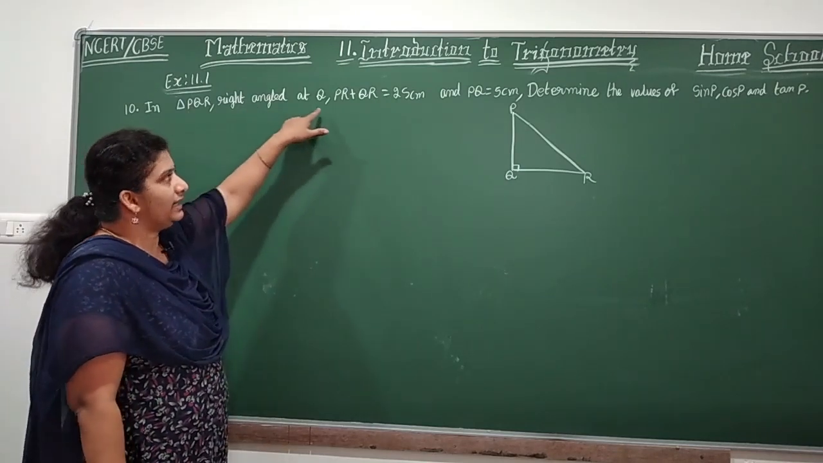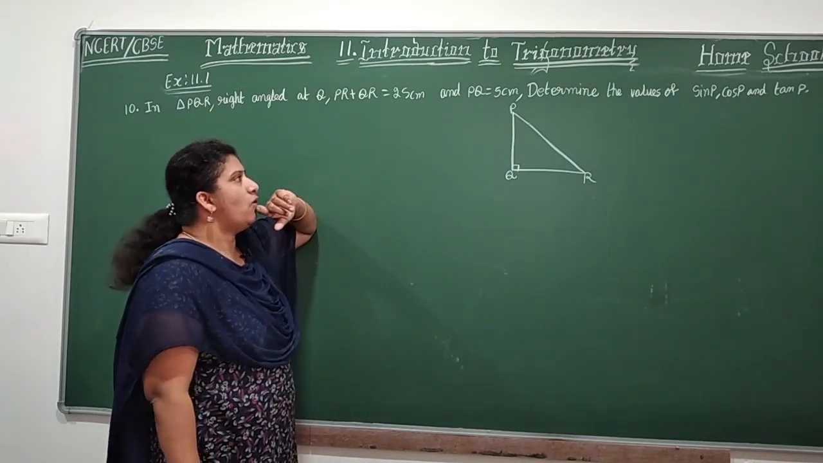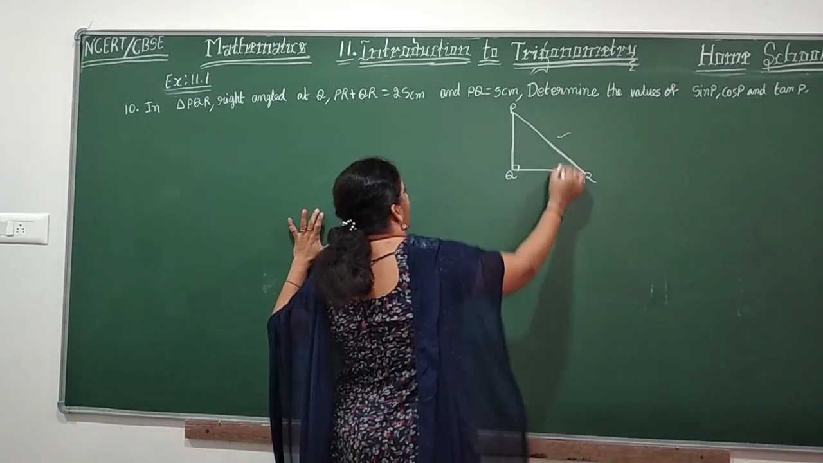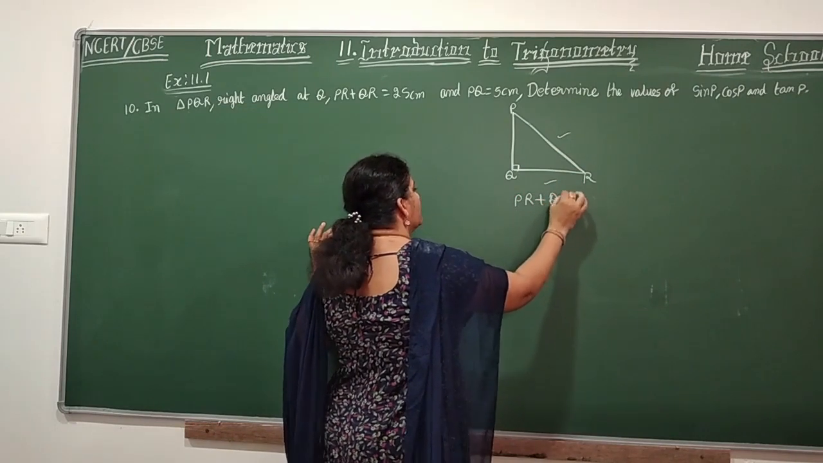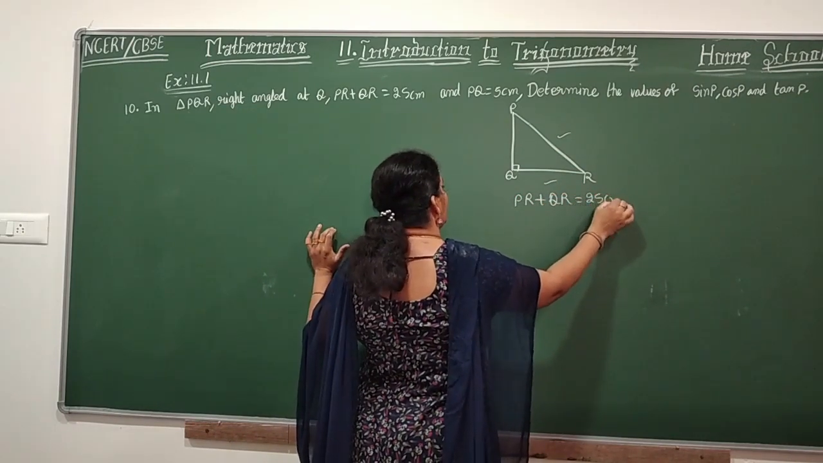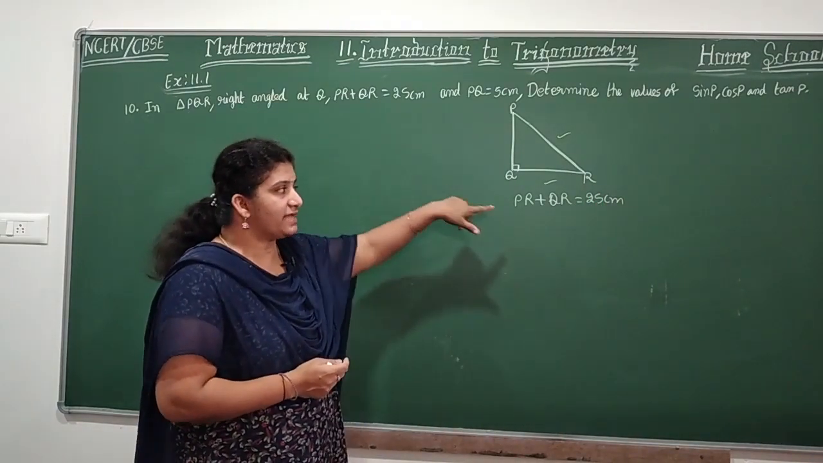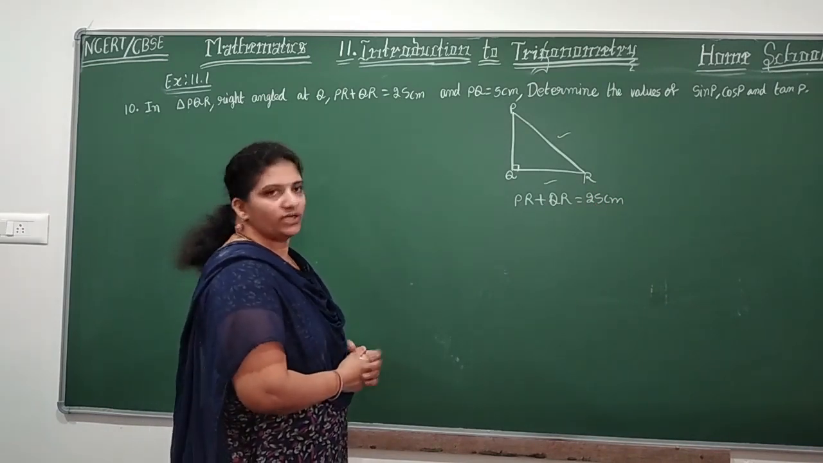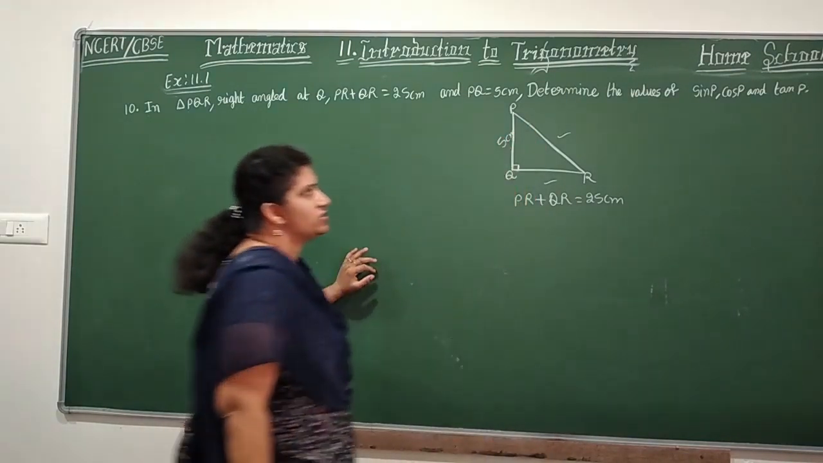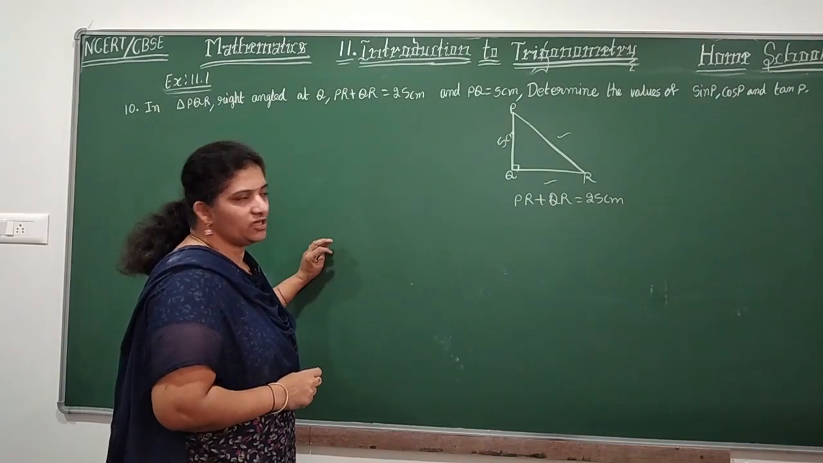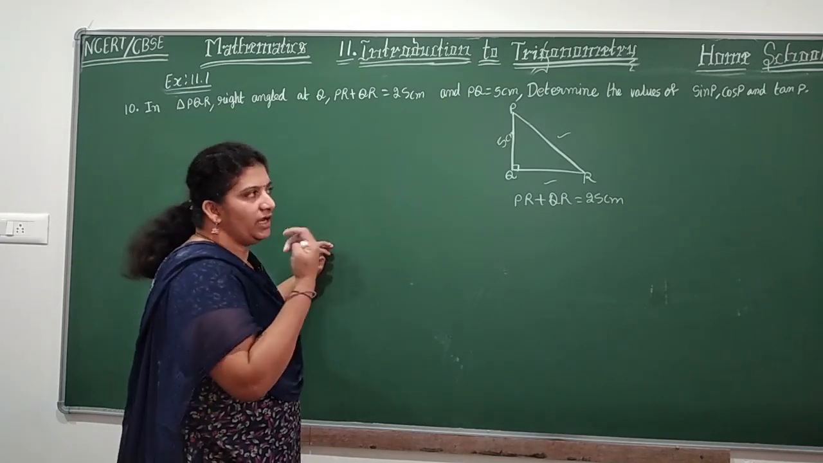So now right angle at Q, PR plus QR is equal to 25 centimeters. What is this? This plus this, PR plus QR is equal to 25 centimeters. They did not give you any separate side. Both sides' sum is 25 centimeters given. It is different, right? PQ is equal to 5 centimeters. Okay. So, find the values of sin P, cos P and tan P.